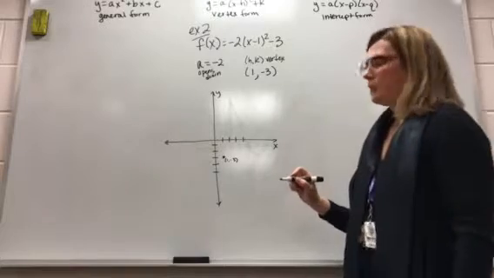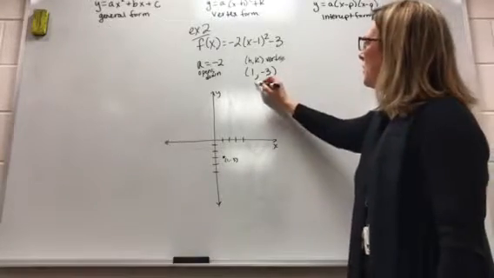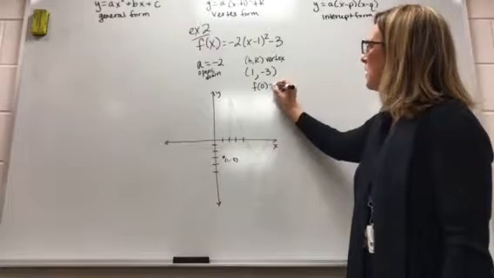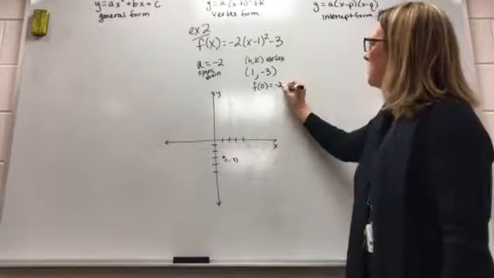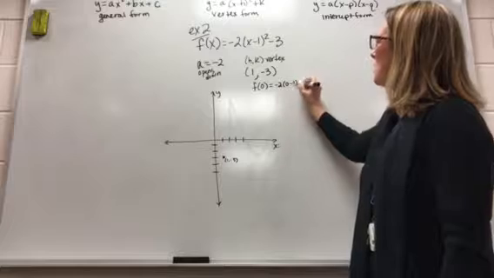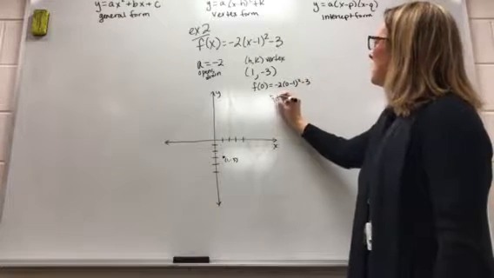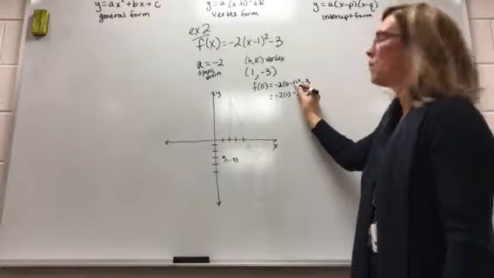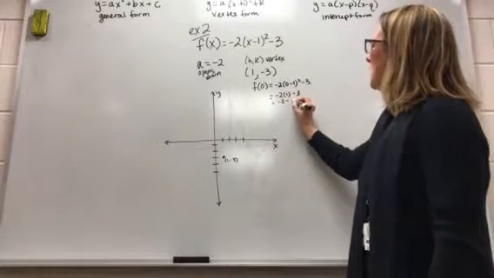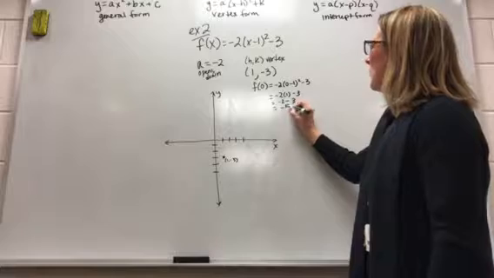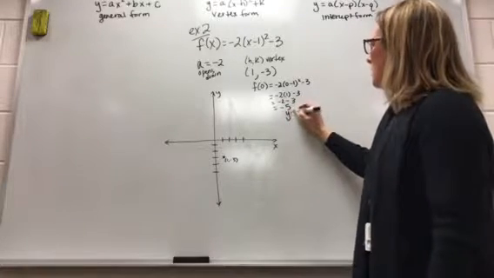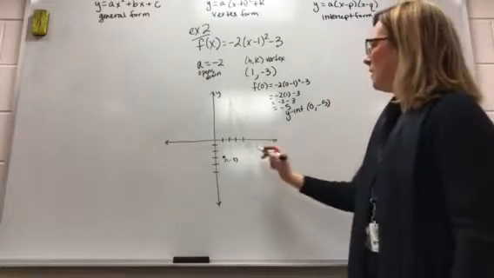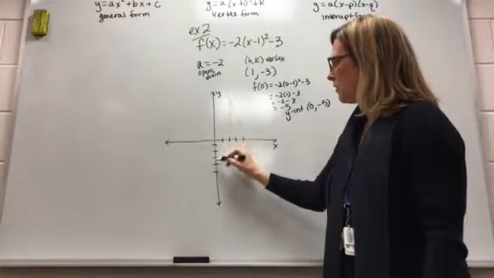And if I want to find my y-intercept, I would evaluate f(0), because on the y-axis my x values are 0. So f(0), I could do -2 times (0 minus 1) squared minus 3. This would be -2 times 1 minus 3, because -1 squared is 1. So this is -2 minus 3, which is -5. So my y-intercept is at (0, -5). So 0, 1, 2, 3, 4, 5.